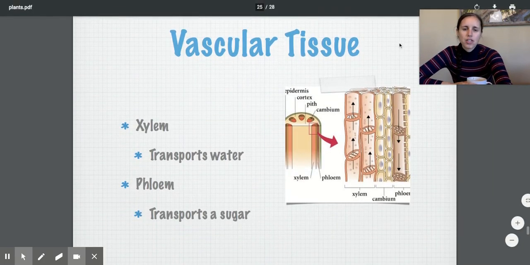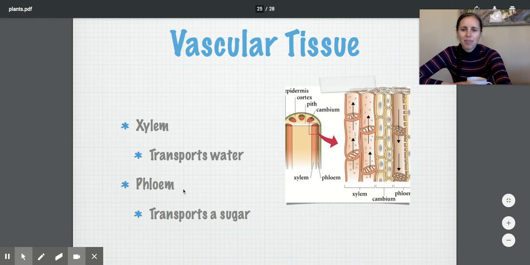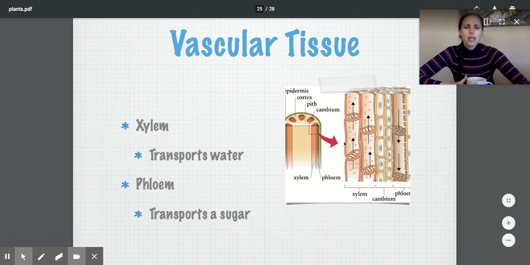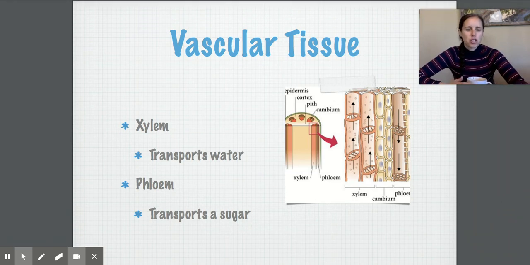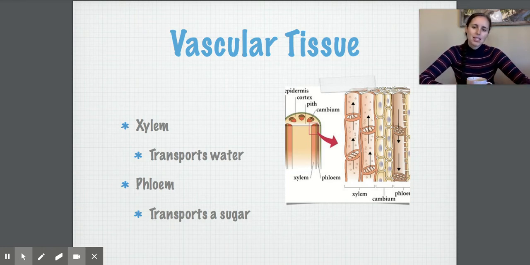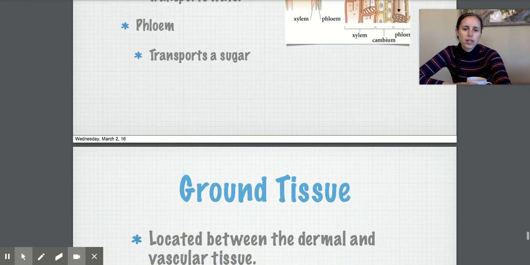The vascular tissue is the xylem, which again transports water, and the phloem, which transports sugar. So this is what's in the stem of the plant. So this is again almost like the plant's circulatory system. So vascular tissue helps to make up the veins of the plant, the xylem and the phloem to transport nutrients.